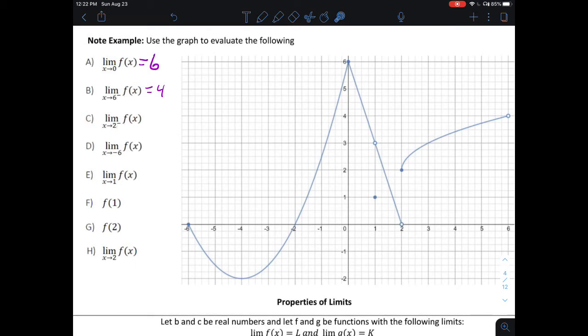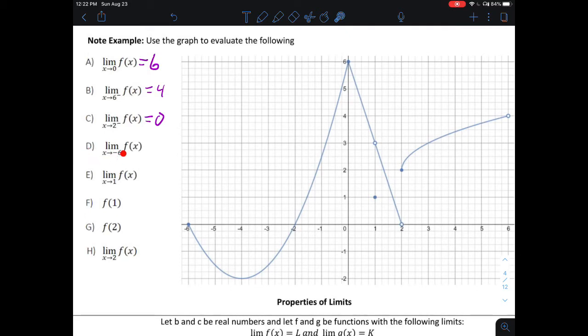Now the third one. Limit as x approaches 2 from the left. So as I approach 2 from the left-hand side, now at 2, we see we've got this break in the graph, so it's important that we get on the correct side of the curve. So that minus sign means from values smaller than 2, work your way back to it. Now I work my way back to 2, and I'm getting closer and closer to 0. So part C is equal to 0.